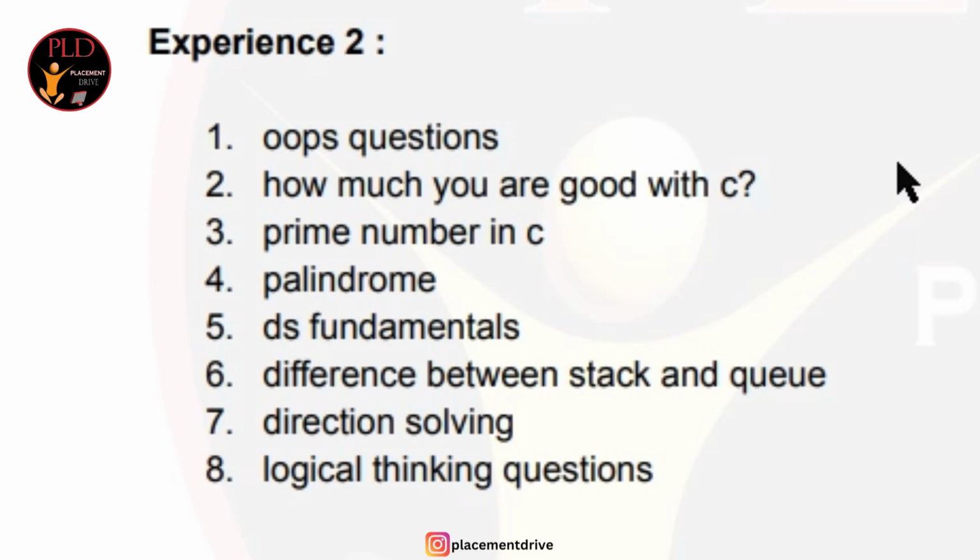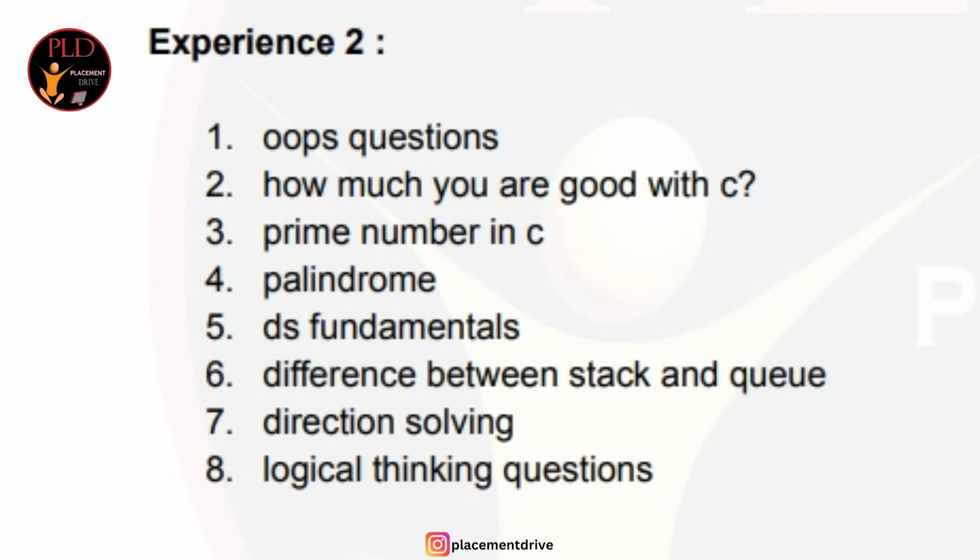And the fifth question is data structures. Questions related to fundamental data structures such as stacks and queues were asked to assess the candidate's understanding of these concepts. The candidate was asked to differentiate between stack and queue data structures, demonstrating their knowledge of data structures.